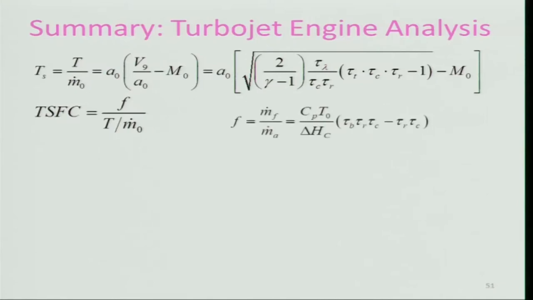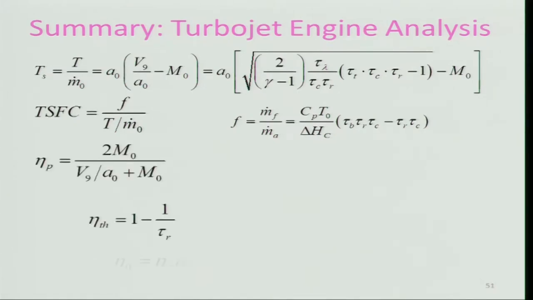Right, the TSFC. And we know that F can be expressed in terms of tau lambda, tau r, tau c minus tau r tau c, multiplied by Cp, T naught, beta, S. And these are the expressions for propulsive efficiency and thermal efficiency, which we have discussed just now.